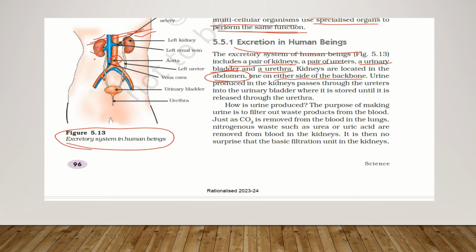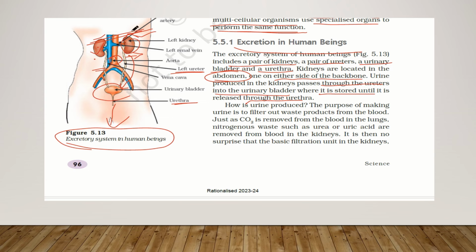Now urine is produced in the kidneys and it passes through the ureters into the urinary bladder, where it is stored until it is released through the urethra. So what is happening here? It is produced in the kidneys. Then these tubes are the ureters. From the left kidney, the left ureter is coming, and from the right kidney, the right ureter is coming. They are taking the urine to the urinary bladder. This is the bladder or the pouch where the urine is stored. And from the urinary bladder, the urethra is carrying it out of the body.